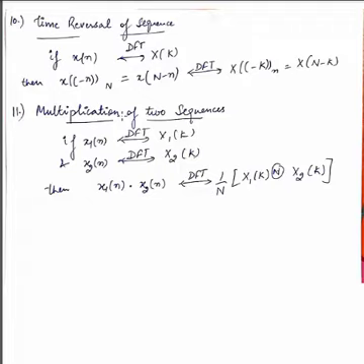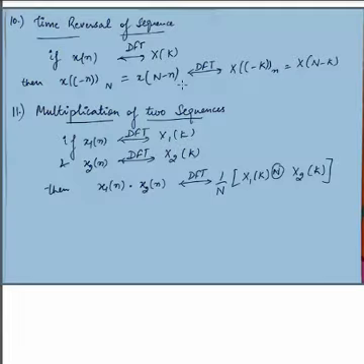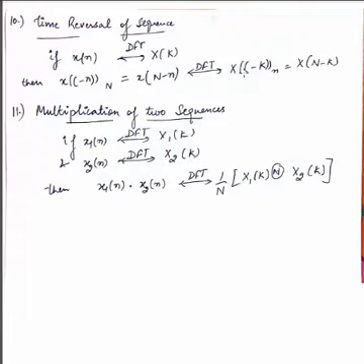It states that if the DFT of x of n is X of k, then the DFT of x of minus n, that is x of (N minus n) modulo N, is equal to X of minus k, which is X of (N minus k), where N is capital N. This is the time reversal property of DFT.